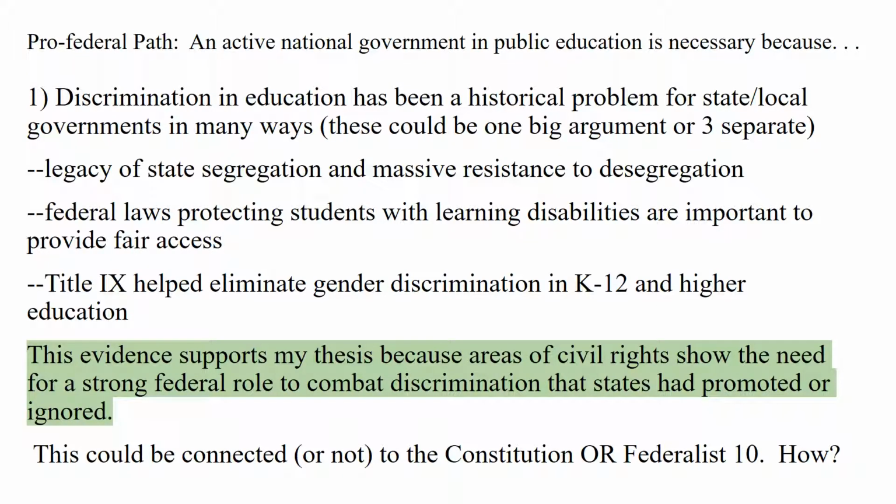So if you took the pro-federal stance and said, okay, an active national government is necessary in public education because, and so you're saying, yes, we need more or at least the same amount of activism. You'd have to have your line of reasoning to support that. And you could actually have both of your arguments, depending on how you couch this, relating to equality. In other words, you could have something about the equal rights of women in education or racial equality or the disabled.